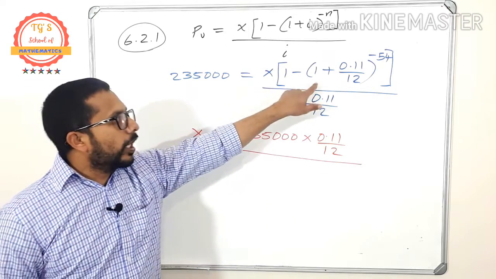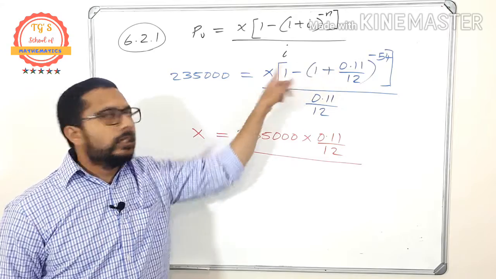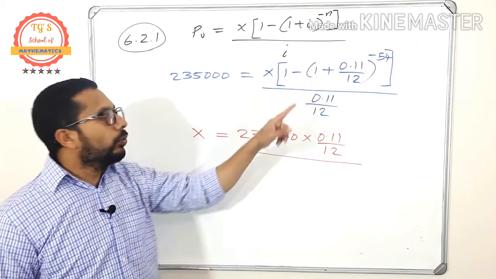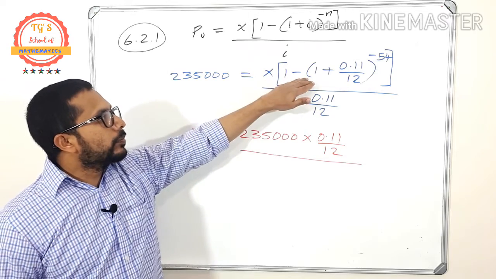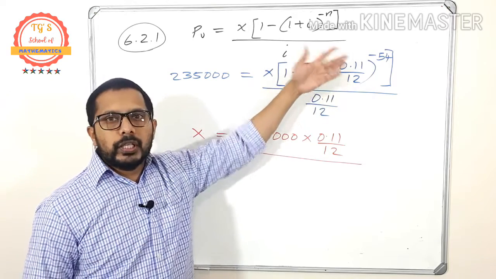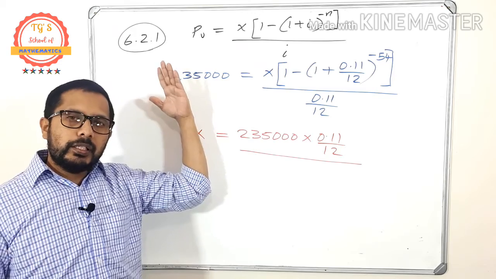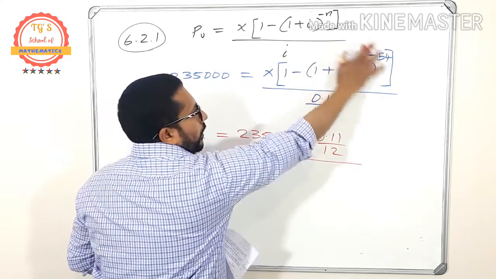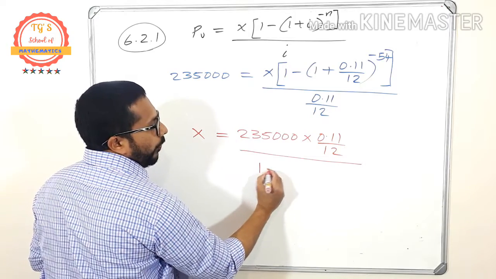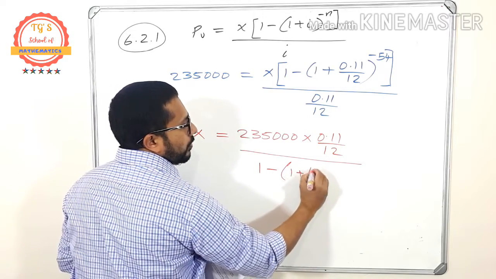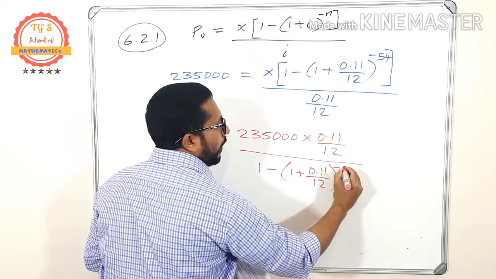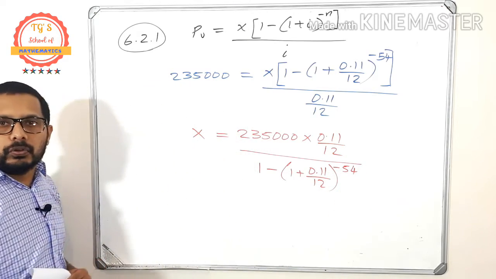This x times all of this thing, it is multiplication. Am I right? This x and this one are multiplication, and you want to find this x. So if I want to take this multiplication to this side, it is supposed to be division. So divided by the whole of this thing. What is that one? 1 minus (1 plus 0.11 divided by 12), the whole raised to minus 54.